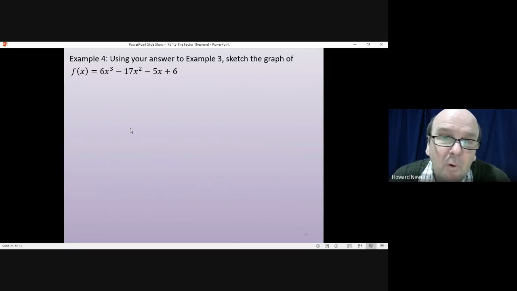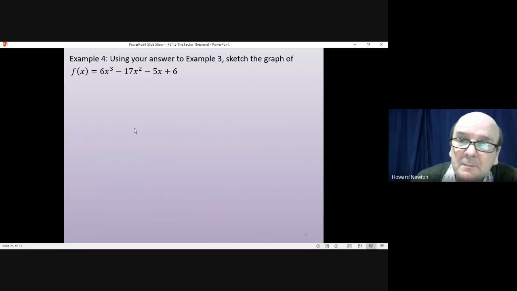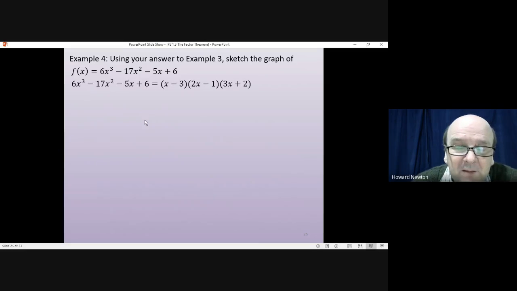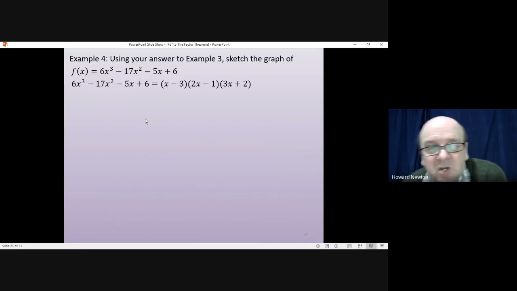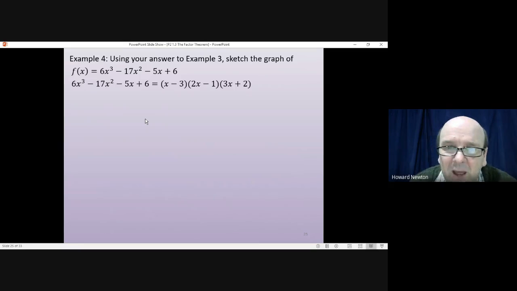Okay, example 4. Using our answer to example 3, sketch the graph of the cubic. So that was the cubic. We factorized it into 3 brackets. Okay, have a go at just sketching what you think that cubic curve looks like. Now, when you sketch a curve, the general shape needs to be right. You don't need to do accurate axes. You don't need to use graph paper. But you should indicate, in this case, the crossing points on the x-axis and maybe the one on the y-axis as well. So just see if you can do a quick sketch of that cubic curve. Pause the video, come back when you've done it.